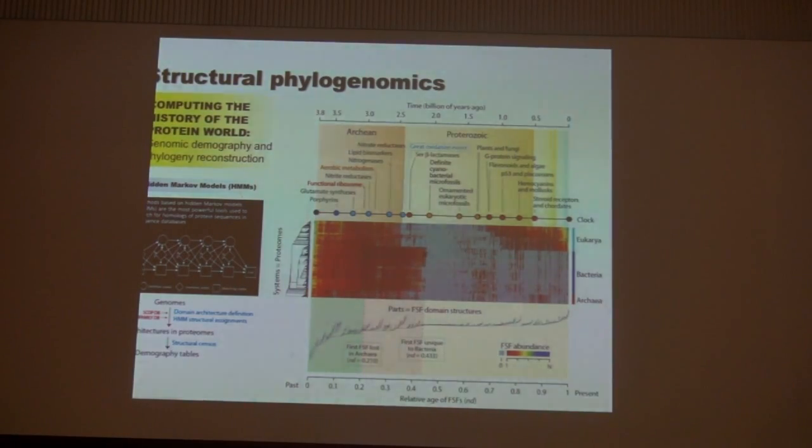And then we have a census. It's a demography table, as we call them. And that table makes a matrix. On one side we have proteomes, on the other side, vertical proteomes, and on the other side we have domain structures.